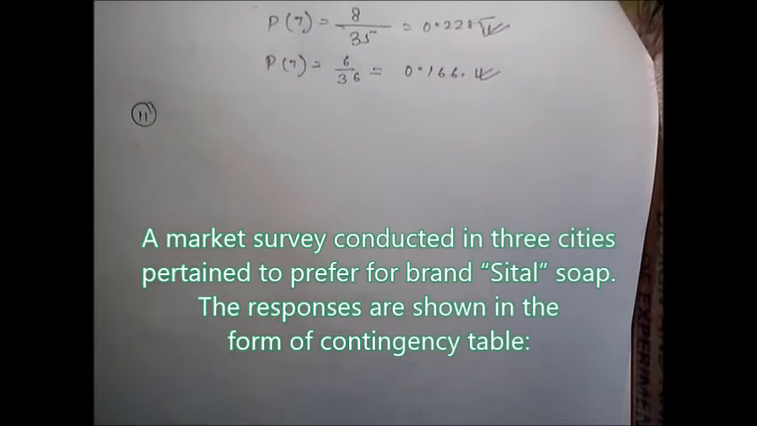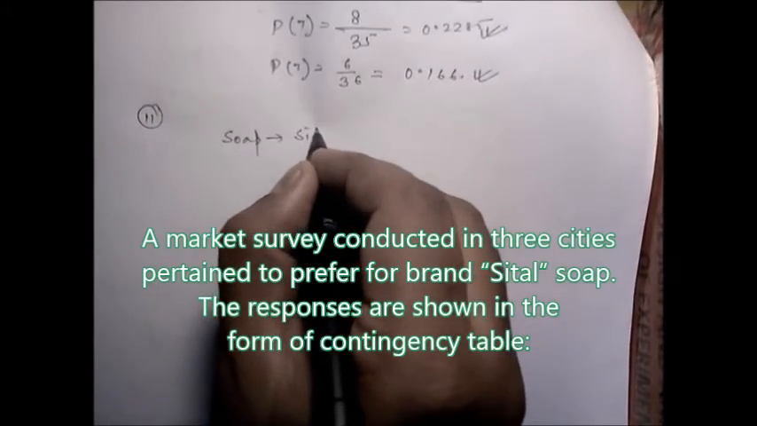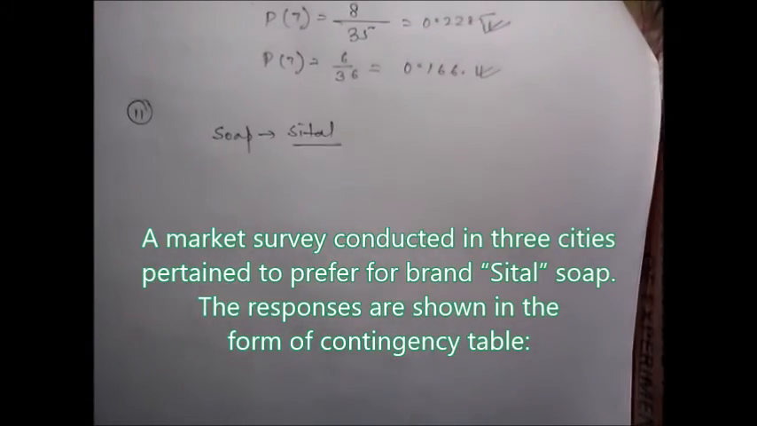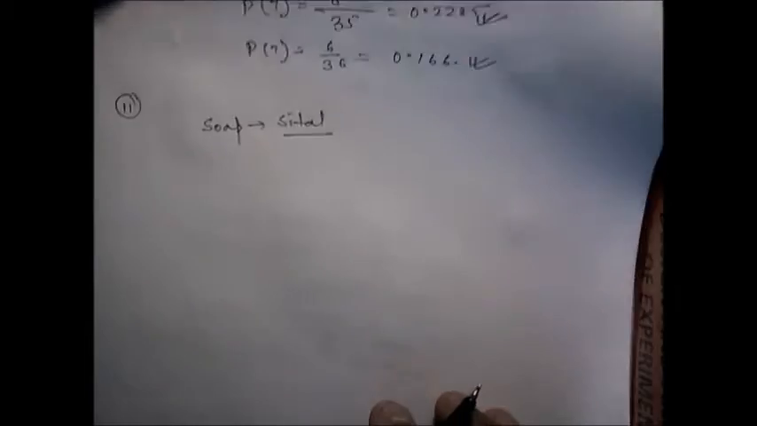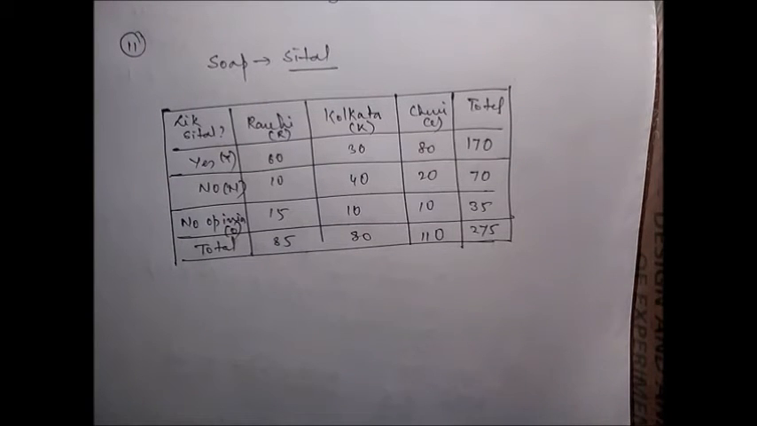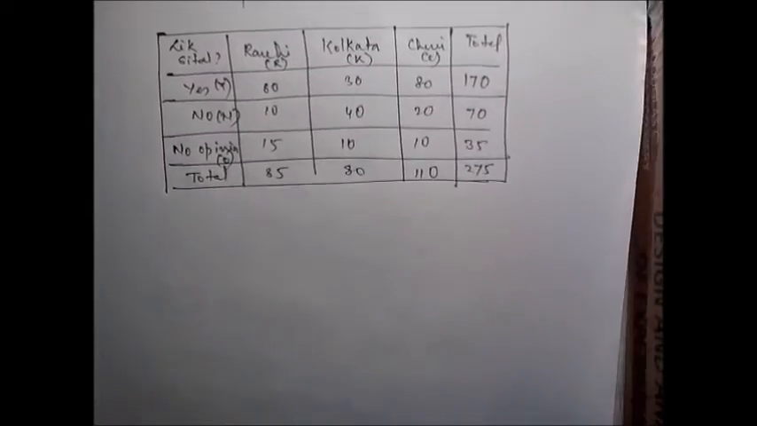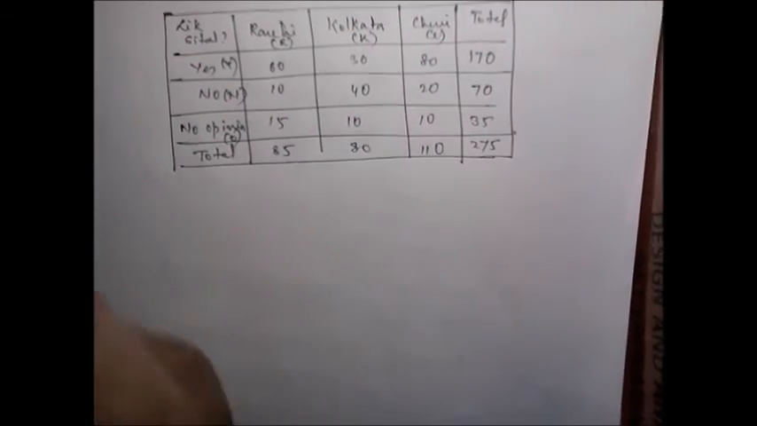Next, a market survey conducted in 3 cities on preference for the brand Sheetal soap. Clear? So there is a soap company, and the name of the soap is Sheetal. Okay, the responses are shown below in the form of a contingency table. Clear? So first of all, I'm just drawing the contingency table. Okay, so this is our contingency table. Now, using this particular contingency table, we can solve various types of problems.